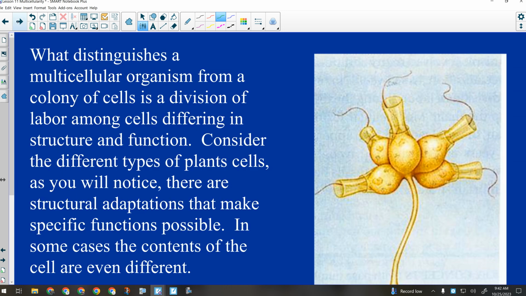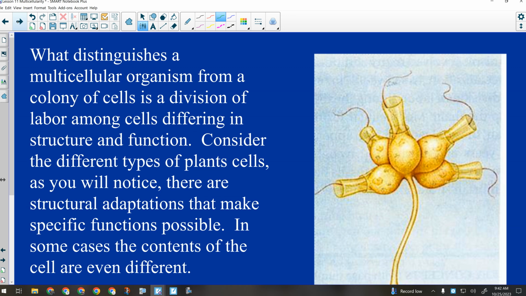Okay, so what distinguishes a multicellular organism from a colony of cells is division of labor, which is another way of saying what word? Specialization, yeah. Okay, so is the organism you see there a multicellular organism? It's got more than one cell, but is it truly multicellular? No. It's not. It's a colony of cooperating cells.